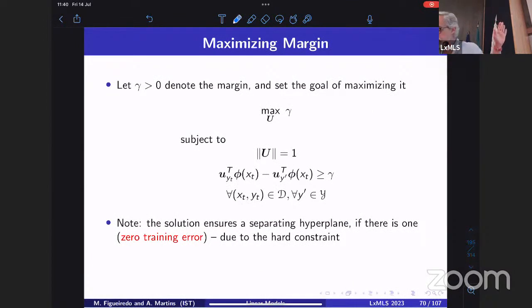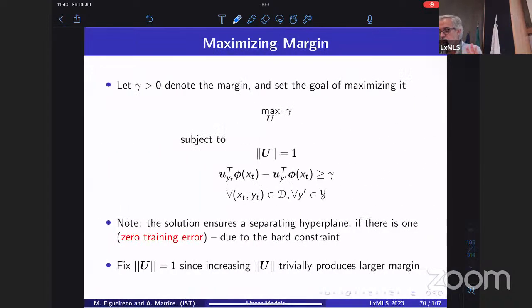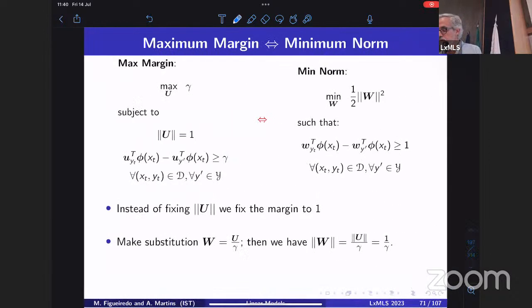This is different from y_t. I need to correct this. And so if the data set is separable, I can achieve zero training error because of this hard constraint here. Okay, that's good. So fix the norm of u equal to 1, since increasing u would trivially produce large margins. I don't want to spend a lot of time on this.